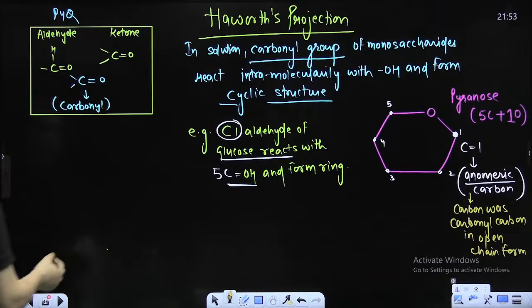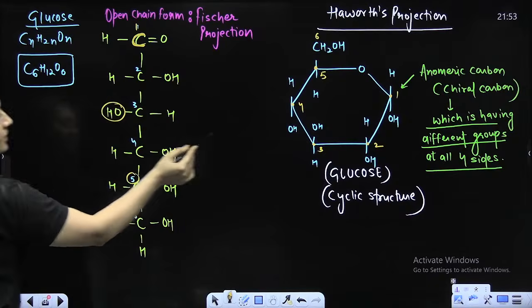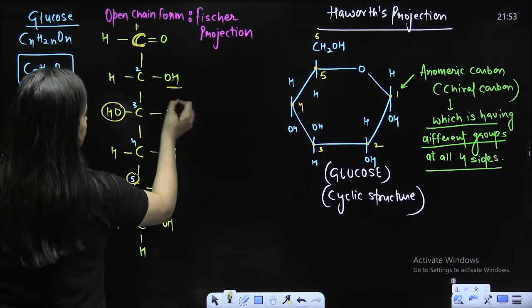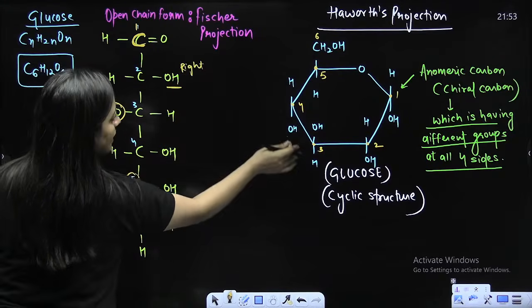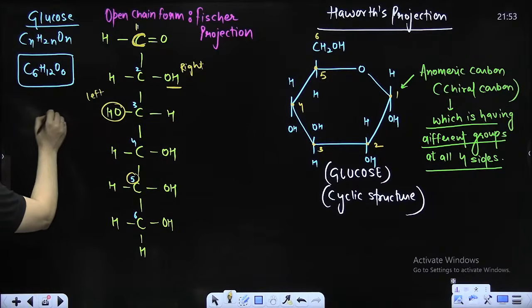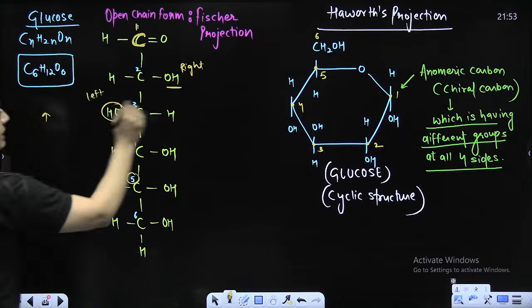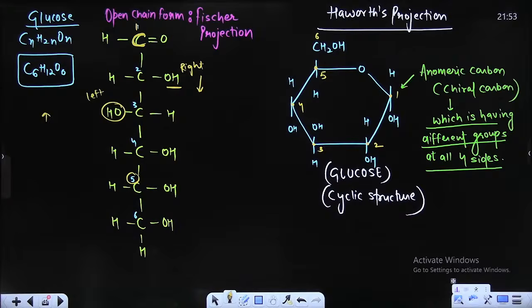In the open chain, if the OH is on the left side, then when you write it in the ring form, it will be up. If the OH is on the right side, you will write it down in the ring form. So you can compare: if OH is on the left side, in the cyclic structure it goes up; if OH is on the right side, it goes down. This part is clear. One type of ring is clear or not?